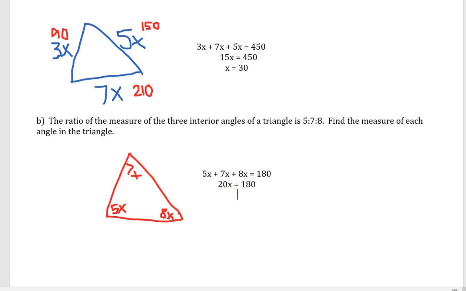And if we want to plug that back in to get our actual angle measures to check, let me grab a different color and we'll be done. So 7 times 9 is going to give you 63 for this angle measure here. Eight times 9 is going to give you 72. And 5 times 9 is going to give you 45. So I have my 3 angle measures there, and those 3 should add up to 180.